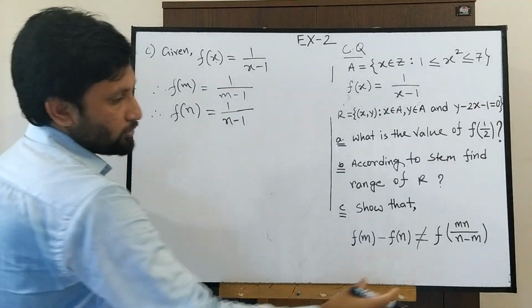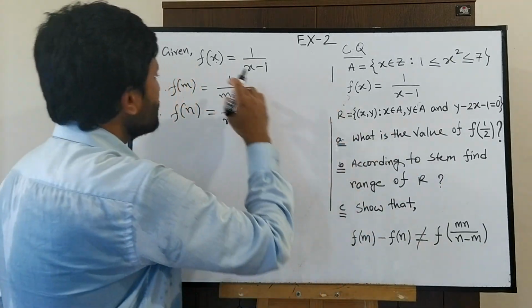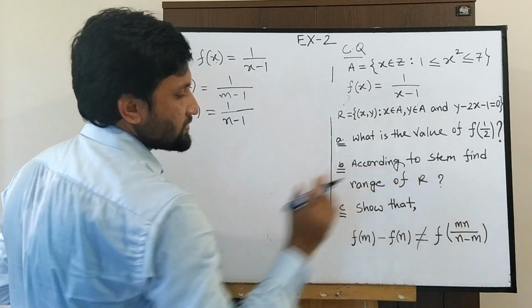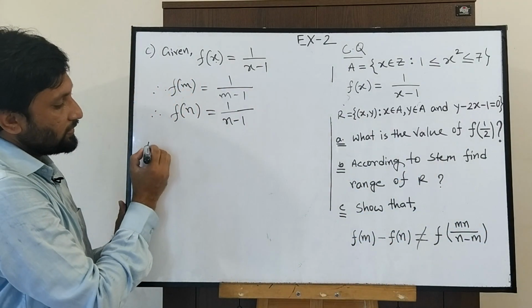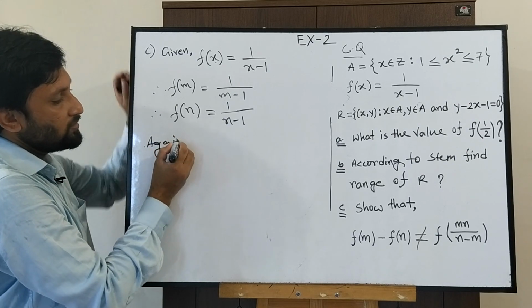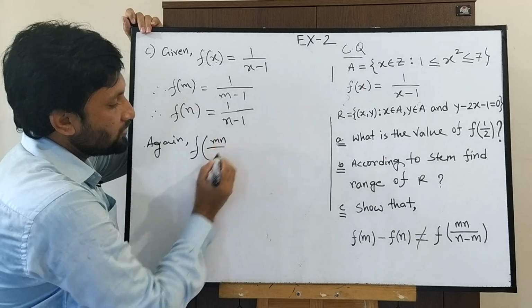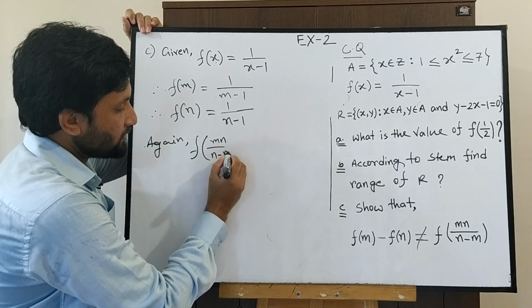Now on the right hand side, if we replace x by mn divided by n minus m, we again get f of mn divided by n minus m.